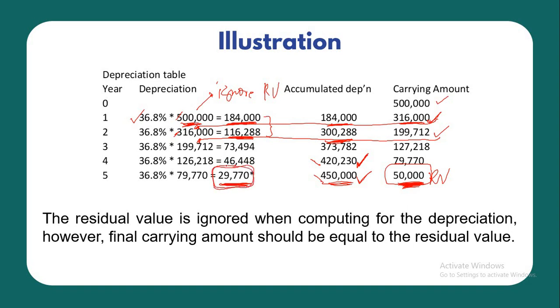So, that will be your final depreciation. Okay? So, that is for the declining balance method. Again, residual value is ignored when computing the depreciation. However, the final carrying amount should be equal to the residual value. So, muna itong gibuhat kaganiha. Okay?